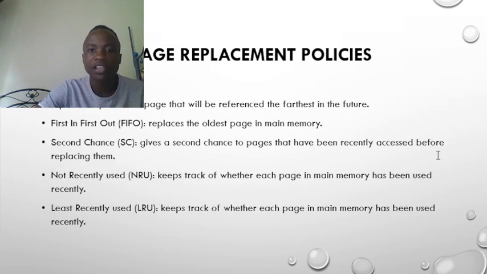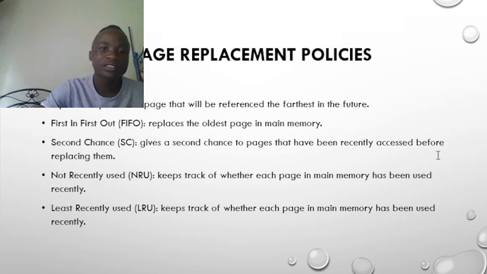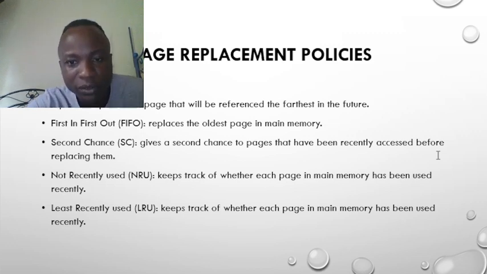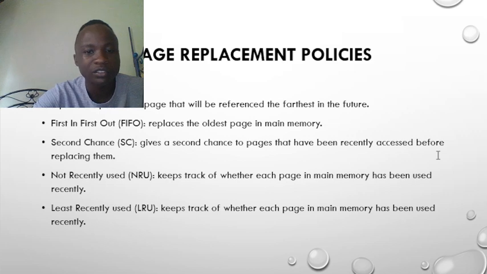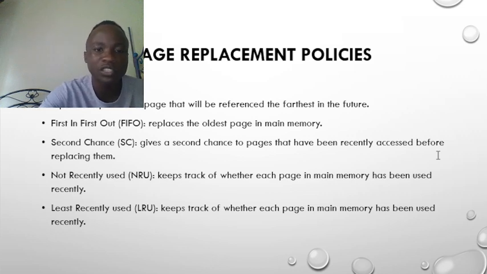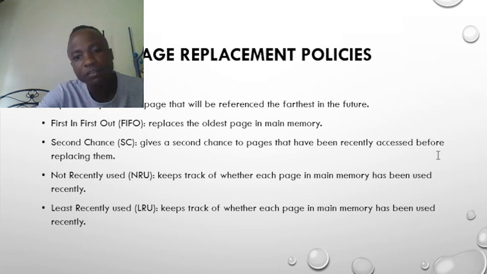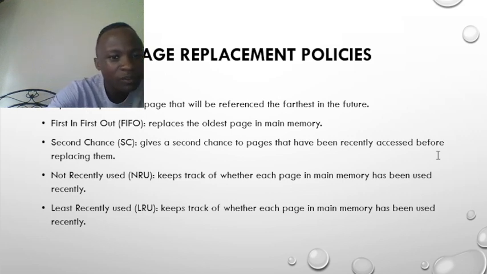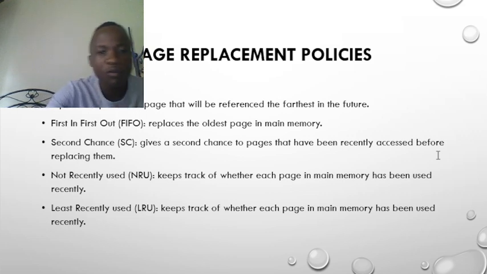Page replacement policies. These are algorithms which the CPU uses. We have first in, first out: the first program to come in is the first one to be executed. Second chance gives a second chance to pages that have not been recently accessed before replacing them. Not recently used, I have explained this. Lastly, least recently used, I have explained this as well.